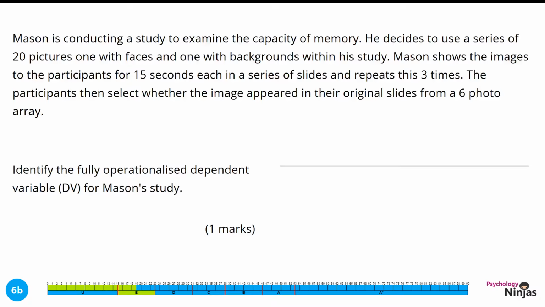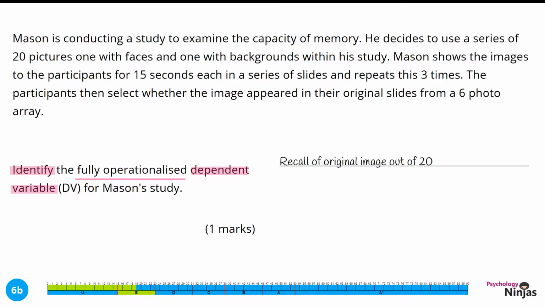Identify the fully operationalised dependent variable, or DV, for Mason's study, 1 mark. Here we've got the command word identify, where we need to state something. We could do this for a simple sentence or a bullet point. The focus in this question is the dependent variable, and we have some assumed knowledge here. This is the variable that stays consistent between the 2 conditions or enables us to compare different participants. We need to ensure that we have fully operationalised this. This is where we say exactly how we've measured this or how Mason's measured it in his study.